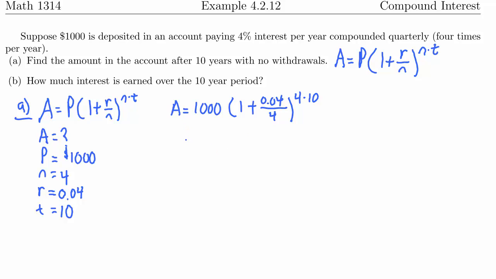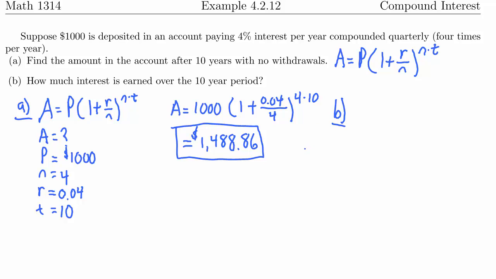Once you type it into the calculator, you should get $1,488.86. So the amount in the account after 10 years with no withdrawals is $1,488.86. That's A.